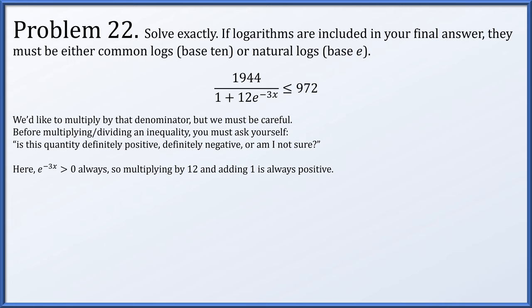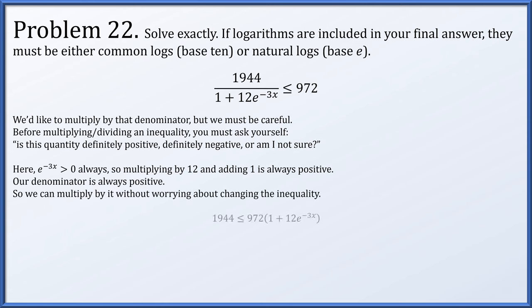Here, the exponential e to the minus 3x, it's an exponential. The range is positive numbers. So multiplying a positive number by 12 will be positive, and adding 1 will still be positive. That denominator is guaranteed to be a positive number, so we can multiply both sides by that denominator and not worry about flipping the inequality. Great, so we end up with 1,944 is less than or equal to 972 times the quantity 1 plus 12 e to the minus 3x.